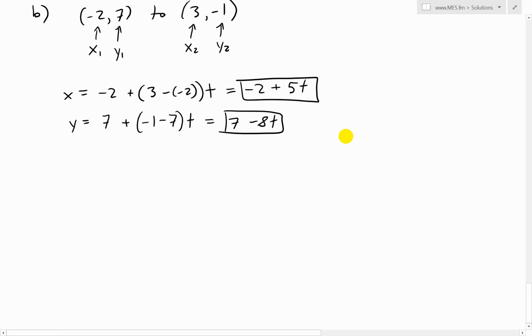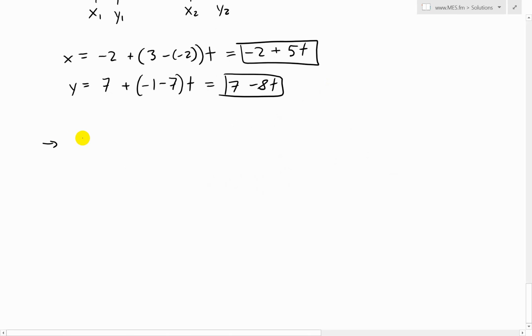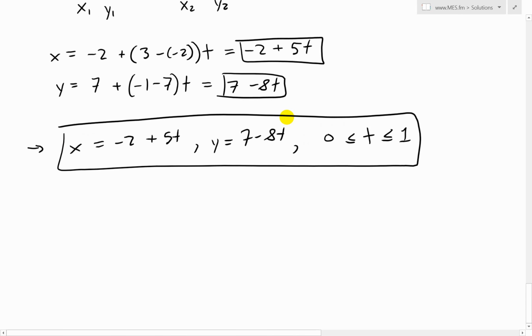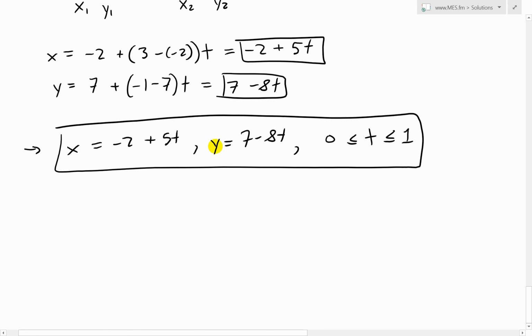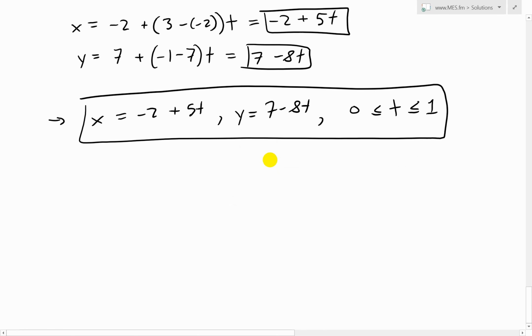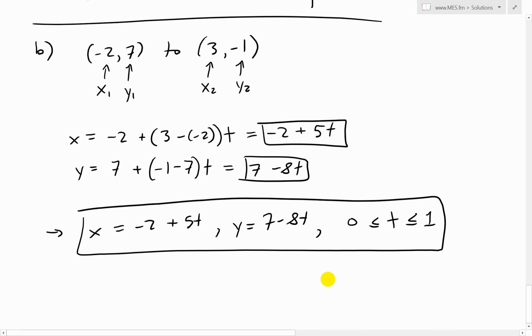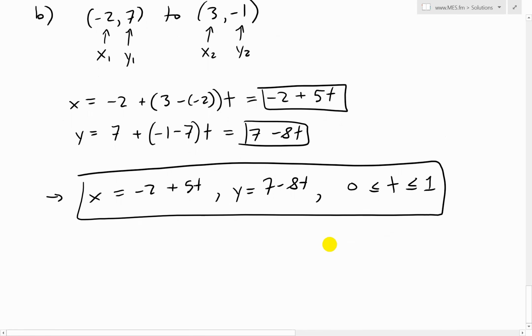So there are our equations, and also t is between 0 and 1. Let me combine this all. We have x equals -2 plus 5t, and y is equal to 7 minus 8t, where t is between 0 and 1. So this is actually quite amazing, which I'll show in later videos, so stay tuned for that. Basically, we can write any line segment anywhere on an x-y axis just using these parametric equations, which is quite fascinating.